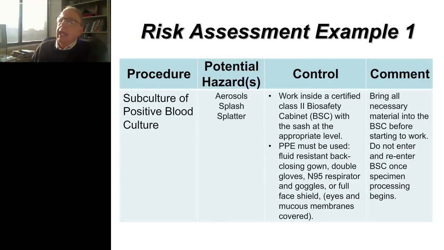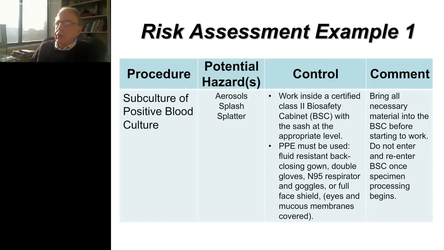Now, let's look at a risk assessment that's protocol driven. The example I have here is a subculture of a positive blood culture. I've listed what the potential hazards are: aerosols, splash, and splatter. I've listed what the controls could be: working inside a biosafety cabinet and wearing PPE. And I've listed out what that PPE would be: fluid-resistant back-closing gown, double gloves, N95 respirator, goggles, full face shield. So you have everything listed here that the individual should be using.